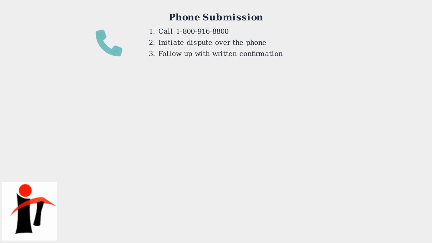P.O. Box 2000, Chester, PA 19016-2000. Include copies of your ID and evidence, and consider using certified mail for tracking. Finally, you can call 1-800-916-8800 to initiate a dispute over the phone. But remember, this usually needs to be followed up with written confirmation.